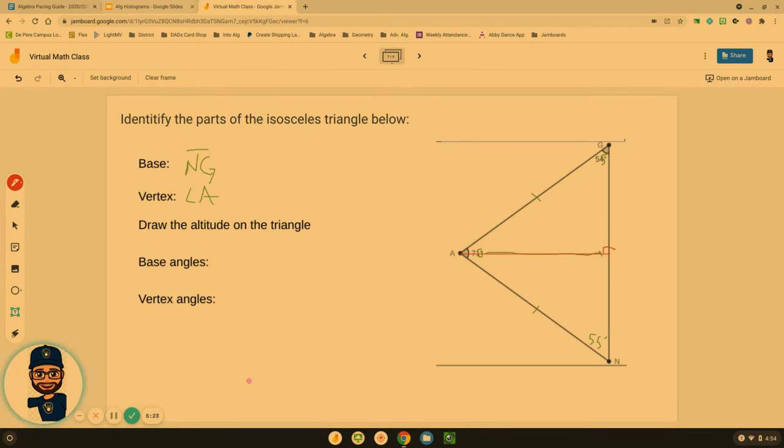What are the base angles, right? The base is this right-hand side, so the base angles are angle N and angle G. Those are the two base angles because the vertex angle is angle A. And I should have erased the angle up on top of the vertex. The vertex is just a point, right? And so if we can identify where those two congruent sides are, and we know this because the angles are congruent, the sides will be congruent.